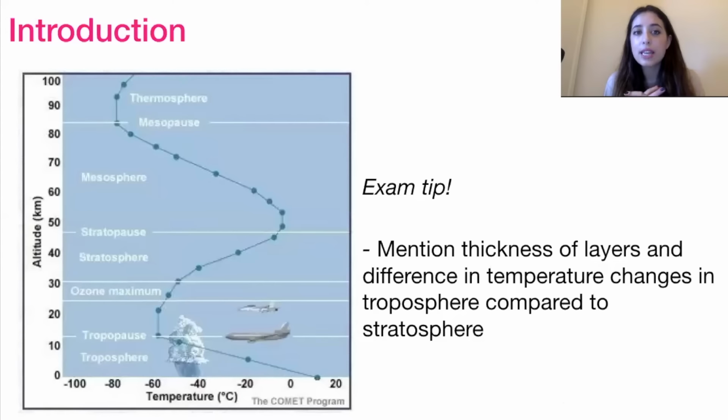Something that the IB have said they like seeing in exams is when you mention the different thickness of the layers and when you describe the difference in temperature changes in the troposphere compared to the stratosphere. The way that I remember it is if you go to a really high mountain or the top of a really tall building, it's colder there. So in the troposphere, when you increase in height, you decrease in temperature. In the stratosphere, it's the opposite. When you increase height, you also increase temperature. I hope that helps you remember the different relationships.